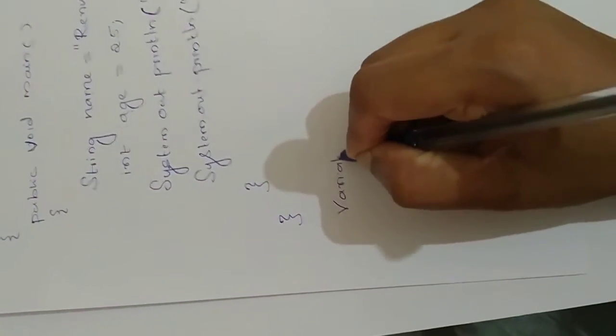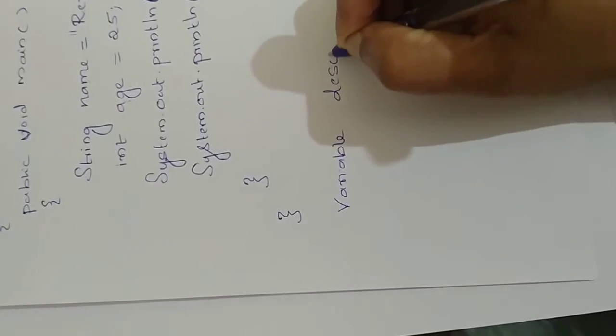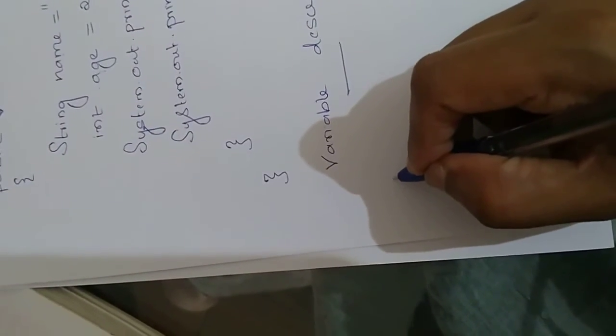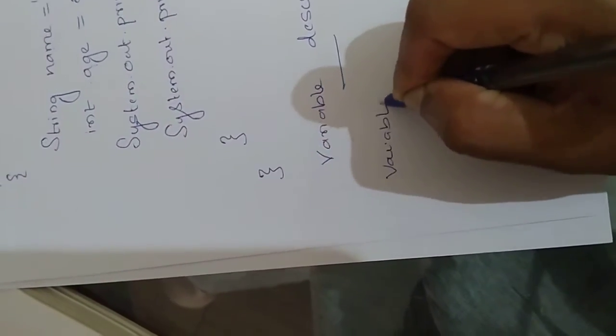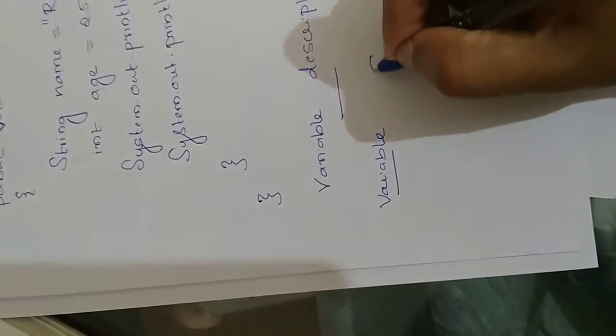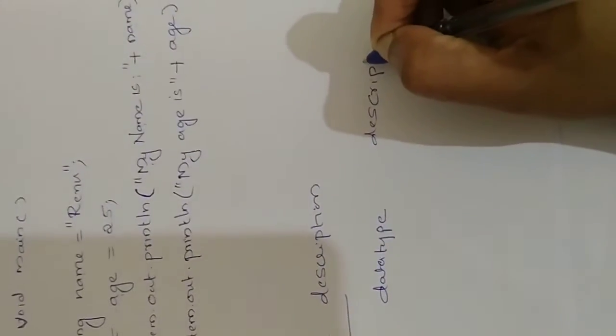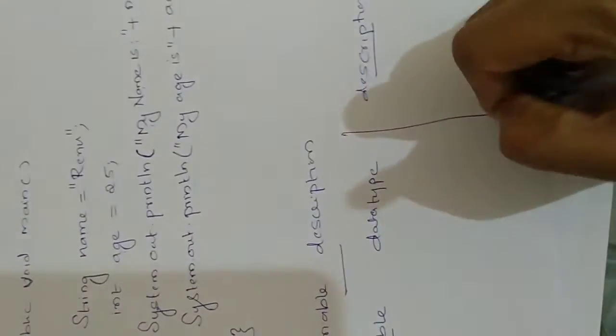This is how to write a program. And for every program you have to write a variable description. For every program you don't need to write the output, but you have to write a variable description. How will you write a variable description? It's a box with three parts. First one is variable, second one is data type, and third one is description.